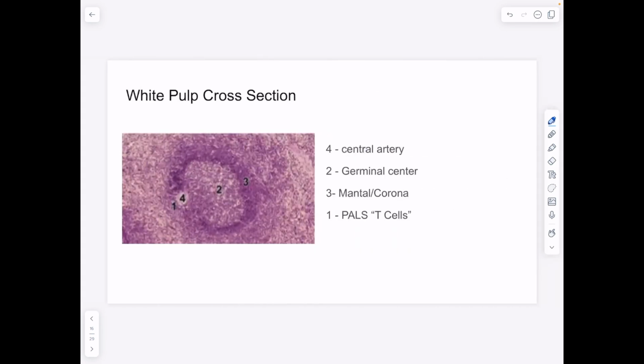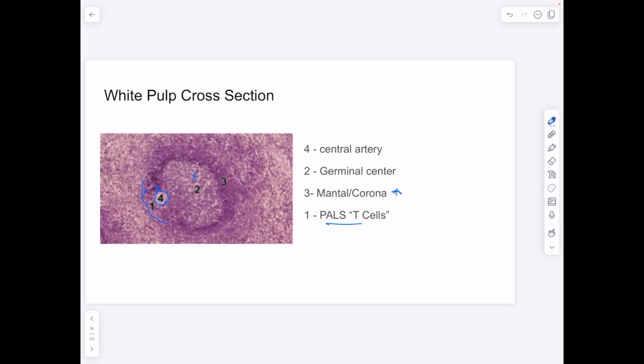Okay, so here's another cross-section of the white pulp. This is a cross-section in the sense that we're cutting through the central artery. So here's the central artery. Then we have our PALS. That's our t-shirt. This is our arm, and this is our t-shirt over the arm. Then our nodule, the white pulp, is like your fist at the end, or some sort of bump on the side. So 2 is the germinal center, 4 is the central artery, 1 is the T cells, the PALS, and then 3 is the mantle or corona of that secondary nodule.